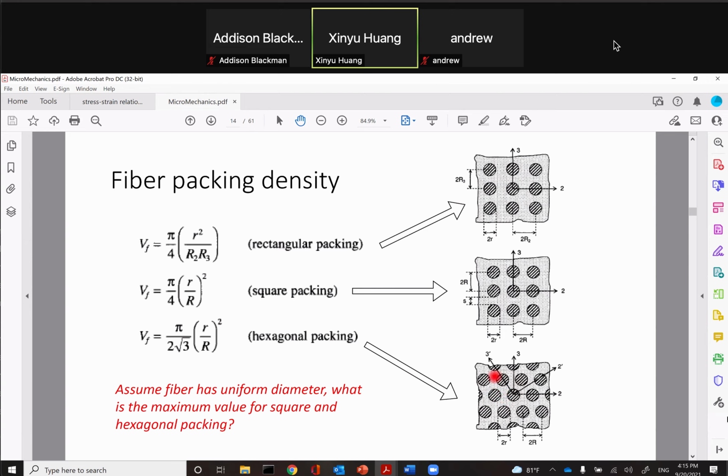This turns out to be closer packing. The theoretical packing density of this one, if you squeeze everything together, is lower than this. This is actually the higher packing density.